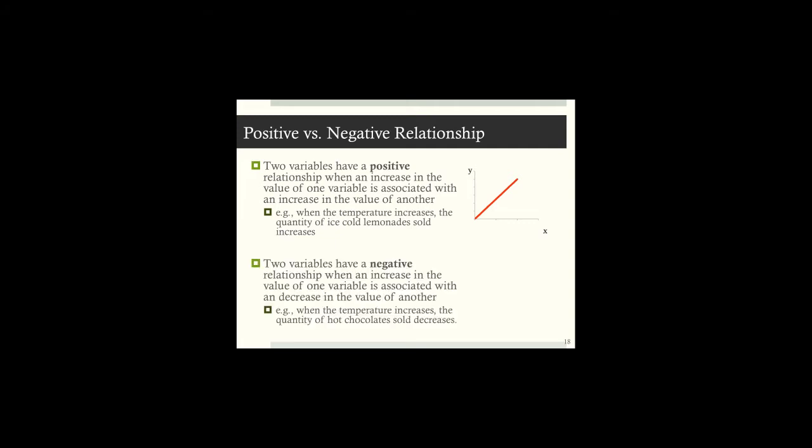Two variables have a negative relationship when an increase in the value of one variable is associated with a decrease in the value of another. So for example, when the temperature increases, the quantity of hot chocolate sold decreases. So here we have a negative relationship between x and y. It's also known as an inverse relationship.